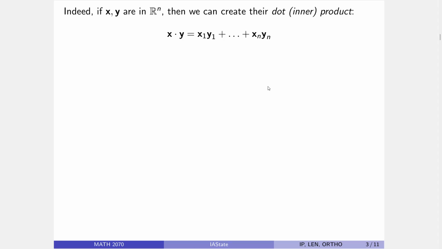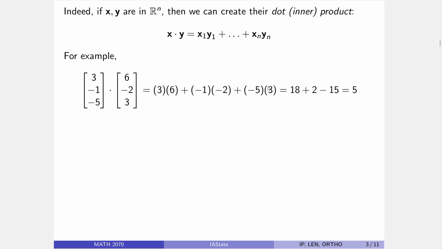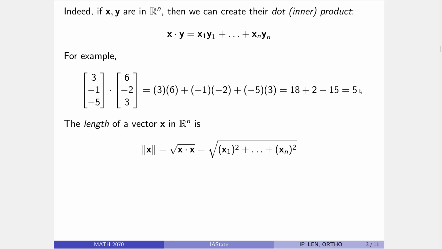So in our previous video, we were talking about the complex plane, where you can equip R2 with a multiplication. That is a little interesting. Here we have the dot product, which is a little interesting on its own as well. As we'll see, it's very useful. And note that it is computed by taking your components and matching them up. So match 3 and 6, match -1 and -2, match -5 and 3, multiply them, add them up. There you go. And so then the length we'll define to be the square root of x dotted with itself.